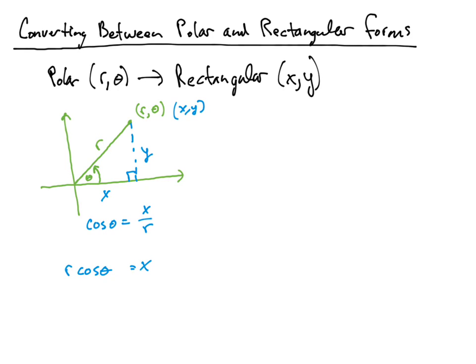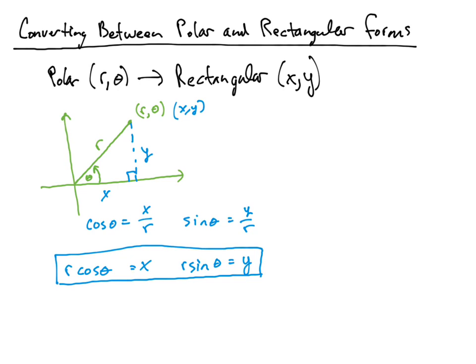And then for the y value, we're going to say sine of theta is equal to y over r. So r sine theta is equal to the y value. So this is how we're going to get from polar coordinates to rectangular coordinates. If we have polar coordinates, we will always have an r value and a theta, and this is what we can use to get the x and the y.